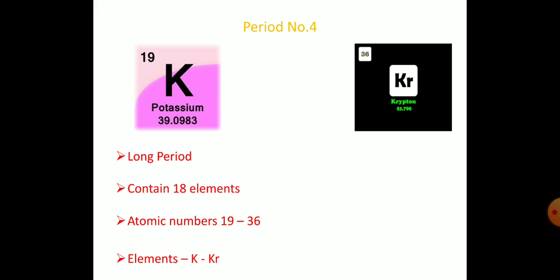Okay, and the elements of this period number 4 are from potassium to krypton. Potassium, calcium, scandium, titanium and up to krypton. So what are the things we have studied from period number 4? It is a long period. It contains 18 elements. The atomic numbers are from 19 to 36 and the elements are from potassium to krypton. So with this, period number 4 is completed. Let us move on to period number 5.